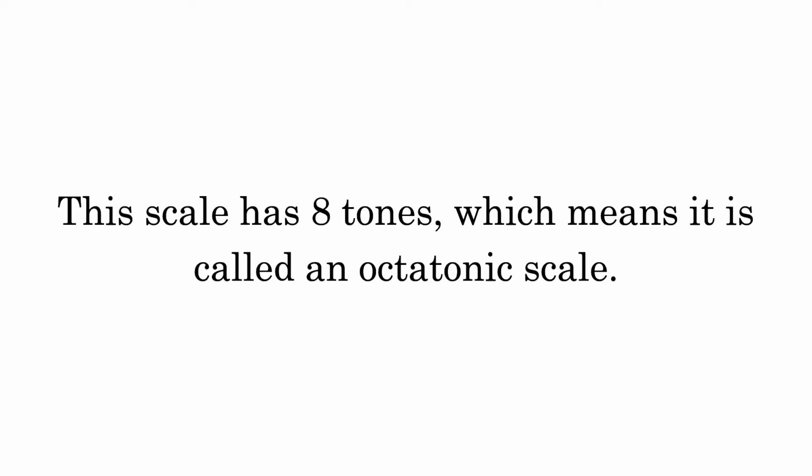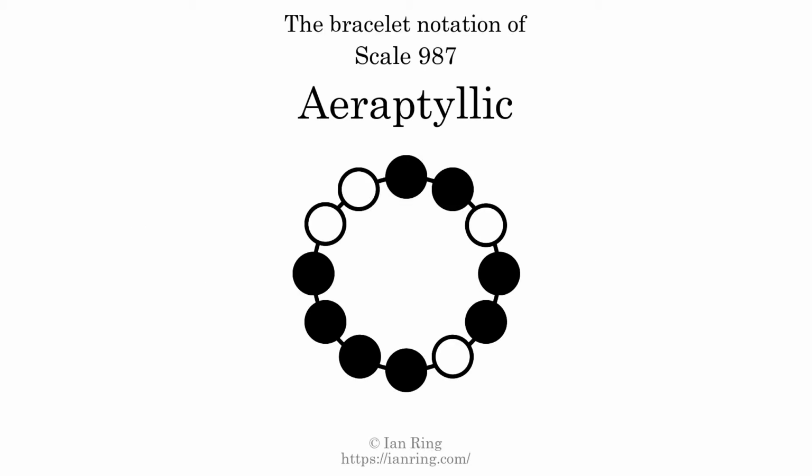This scale has 8 tones, which means it is called an octatonic scale. This is a bracelet notation diagram of scale 987. The shaded circles represent tones that appear in the scale, and they are read clockwise, starting at the top.